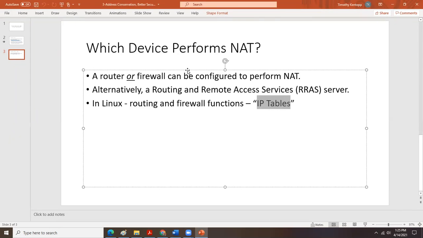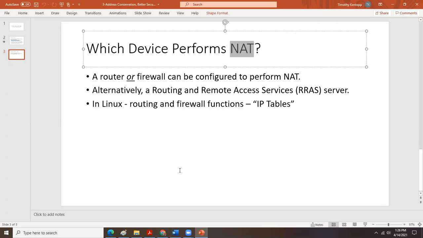The router or firewall can be used to configure NAT; you can configure either of those to perform it. In Microsoft, you can use Routing and Remote Access, called RRAS. So if you want to set up NAT using Microsoft systems, you can deploy a role called RRAS. In Linux, when you're working with routing and firewall functions, traditionally that was called IP tables. There are some newer flavors of firewalls that are working in Linux. There's one called UFW, the Uncomplicated Firewall. It replaced IP tables, but originally in the most basic Linux, you can set up IP tables, and that means you're going to be doing some routing and firewall functions, and there could be some NAT in the mix, okay?